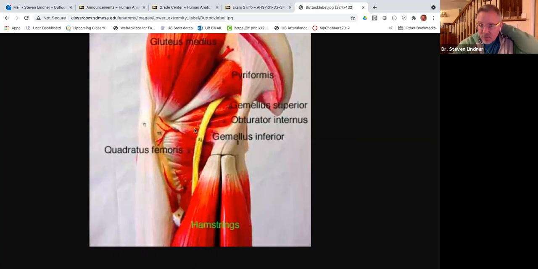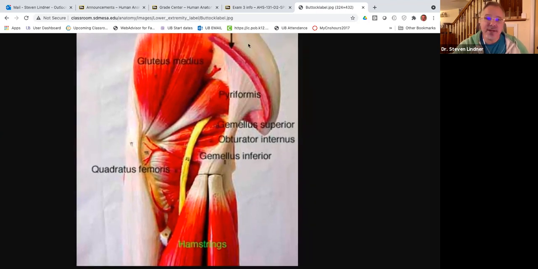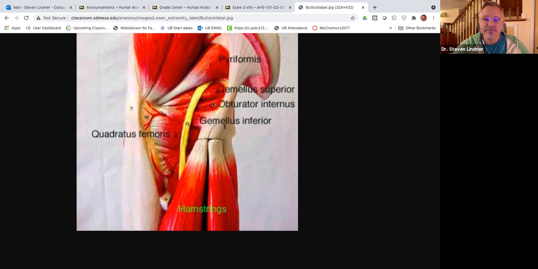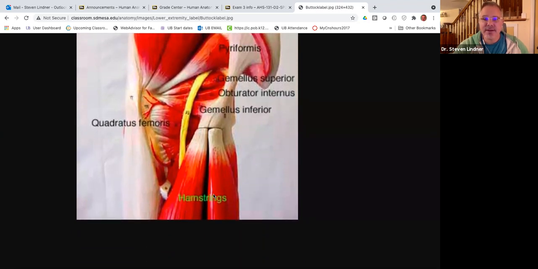Quadratus femoris. So all of these here all have the same insertion site. They all attach to the greater trochanter. All of those lateral rotators insert on the greater trochanter. The piriformis is the only one that originates on the sacrum, and it originates on the front or the anterior sacrum. You can see the hamstrings right here. They originate on the ischial tuberosity.